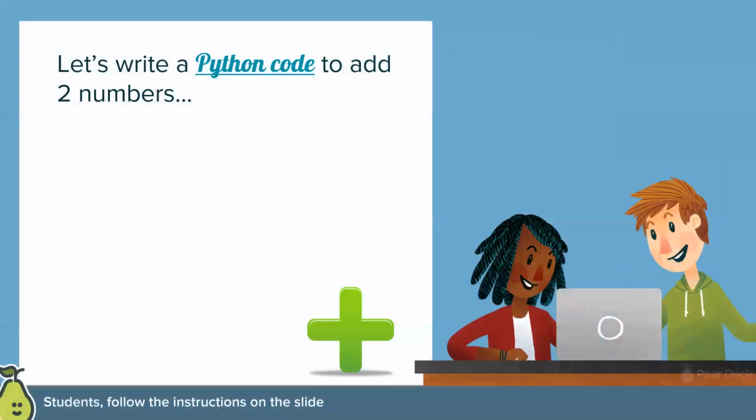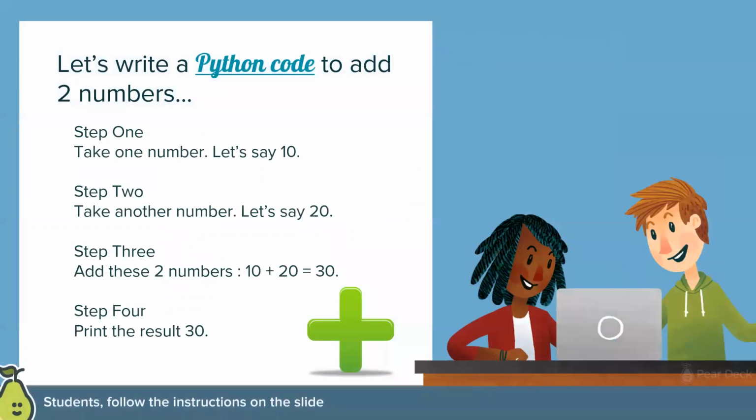Now, let's write the Python code to add two numbers. Again, we are going to follow the same steps of the algorithm to add two numbers. We are going to take one number. Here we are taking 10. Then we are going to take another number, which is 20. Then we are going to add these two numbers. 10 plus 20, the result is 30, and then we will print the result.